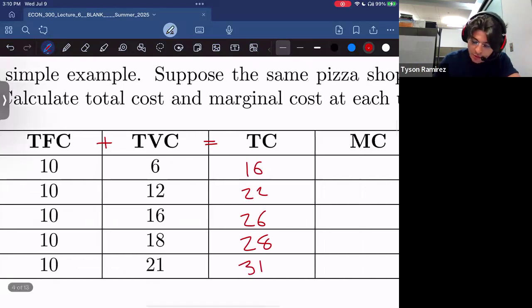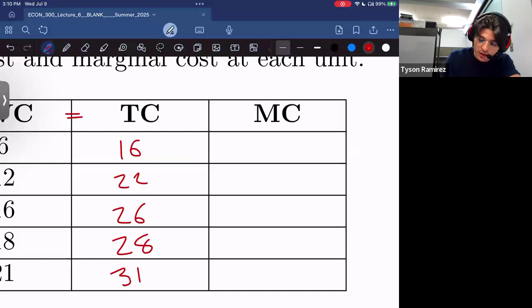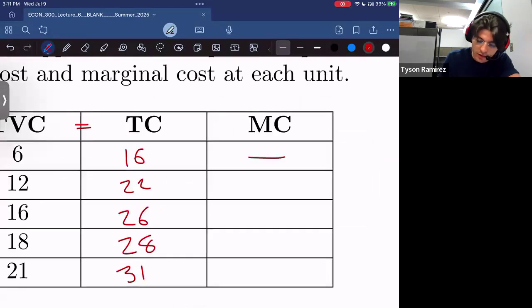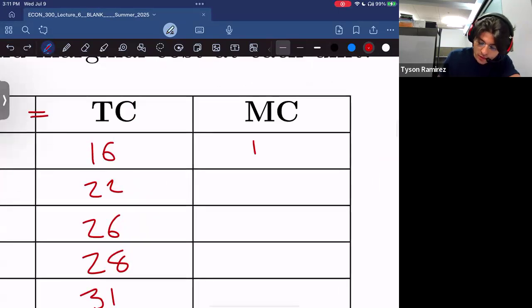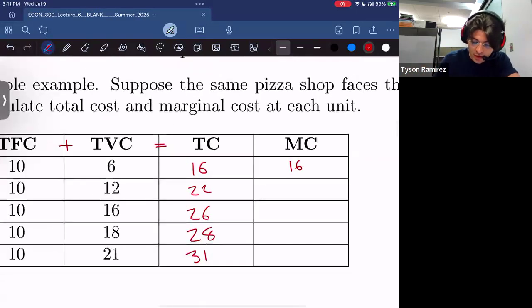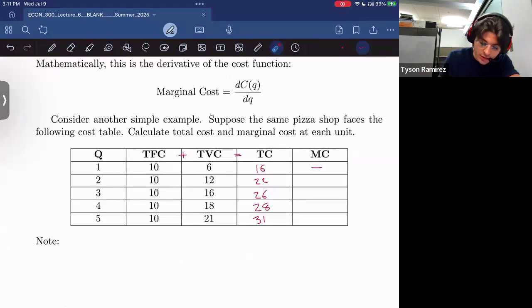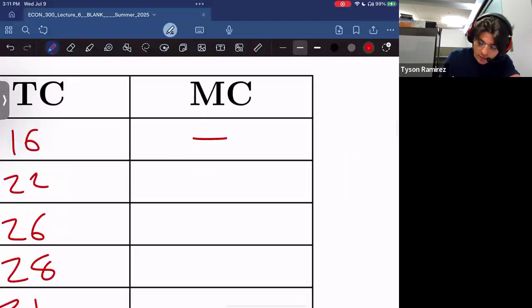And then what is your marginal cost? Usually you ignore the first cell of marginal cost. Then what's the marginal cost of the second unit? Going from 1 to 2, our total cost goes from 16 to 22. Thus, the marginal cost here is 6.